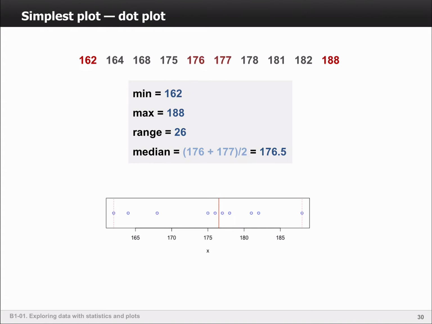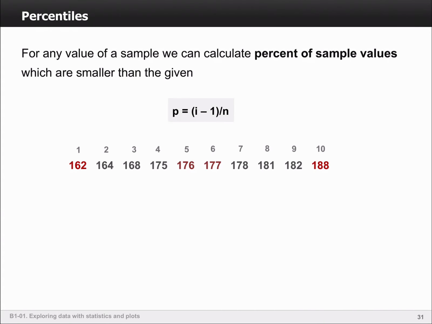In a dot plot, you have only one axis, which is the x-axis here. And then you can show the values as points. So for example, this is the smallest value, this is the largest value, and so on. And then you can see this is the median. Then you can see that the values are distributed more or less evenly between the maximum and the minimum value. Now you can calculate a statistic for every value.